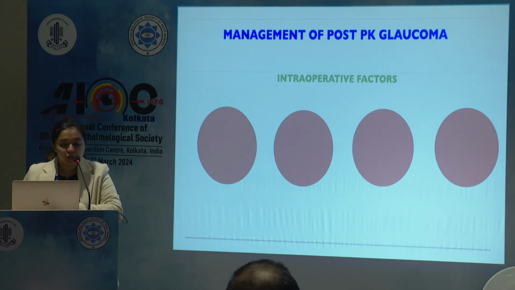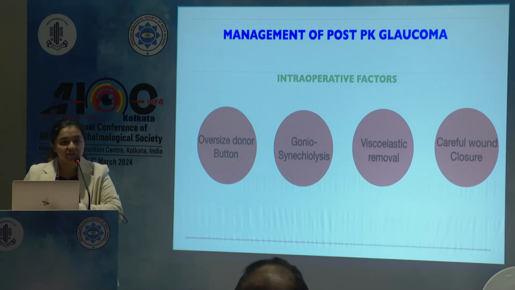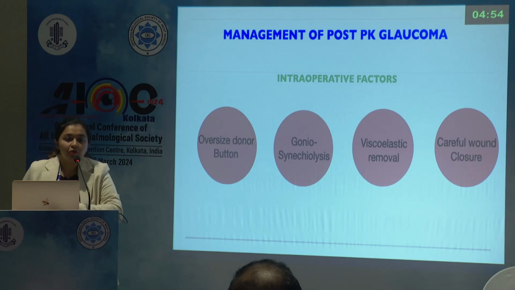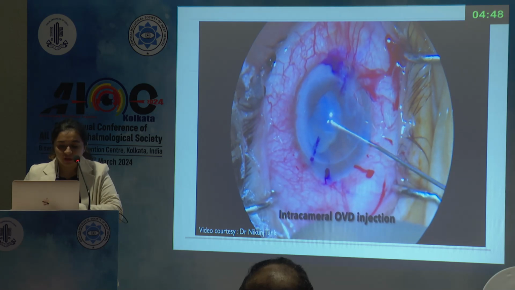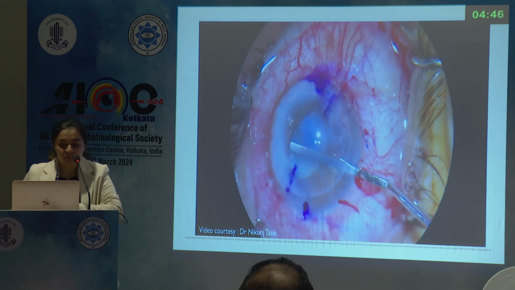Talking about the management, prevention is better than cure. Intraoperatively, we can take care of certain factors like using an oversized donor button, performing synechialysis if we know that this patient already has pre-existing PAS, a thorough viscoelastic removal at the end of the surgery if it is used while performing PK, and a careful wound closure so that we do not come across further wound leak and AC shallowing.